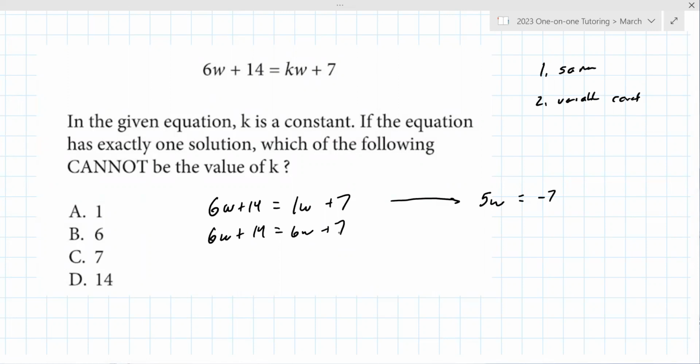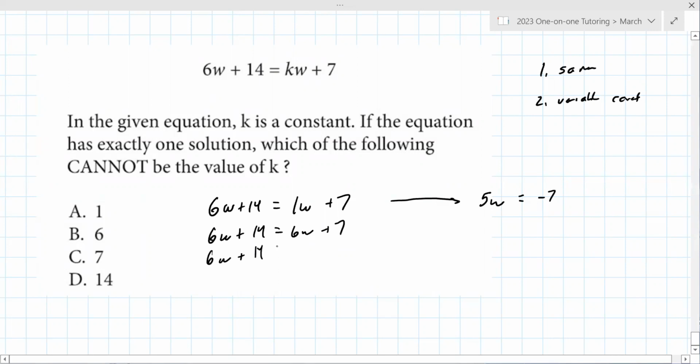You see that? Okay. Can you keep going here? So we got 6W plus 14 equals 7W plus 7.